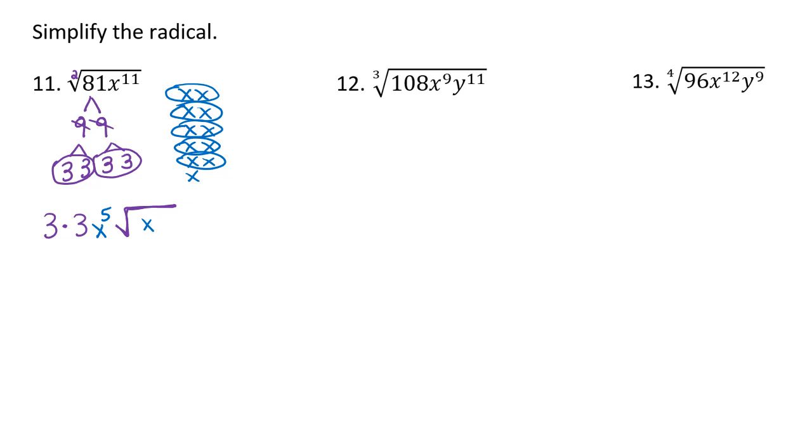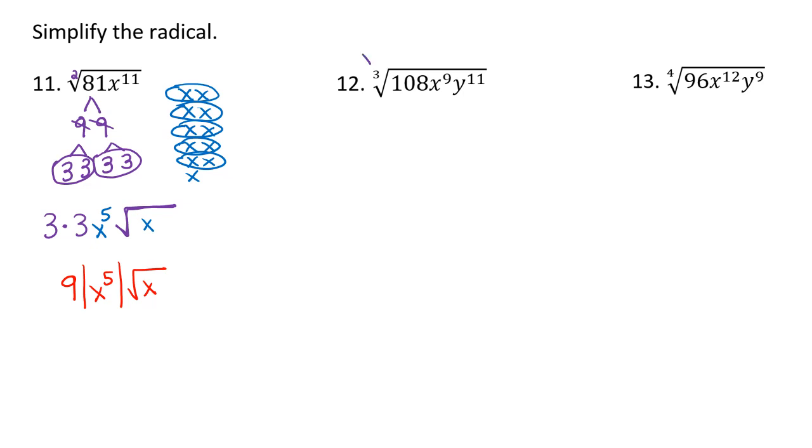Time to clean this up. 3 times 3, that's 9. You can see that my index is 2, and I have an odd exponent, which means I should put absolute value signs around the x to the 5th. And there's my answer.